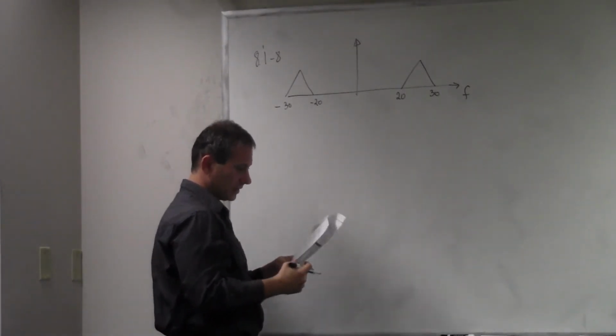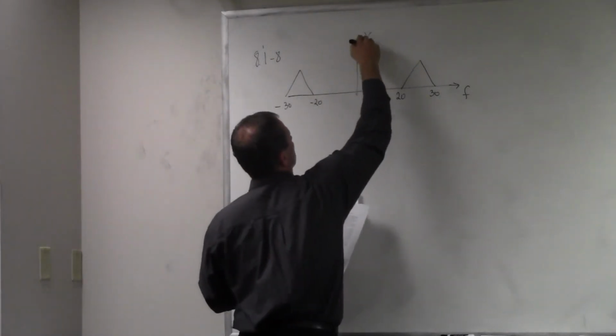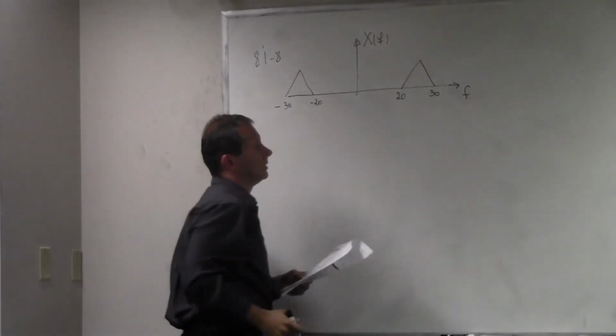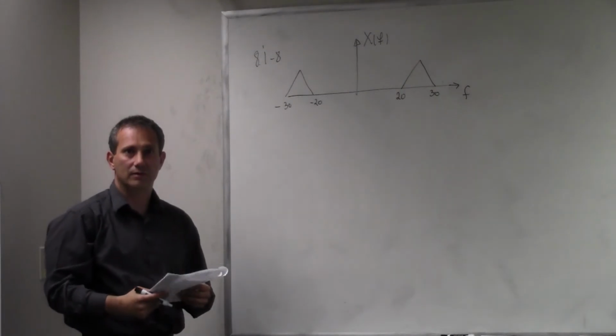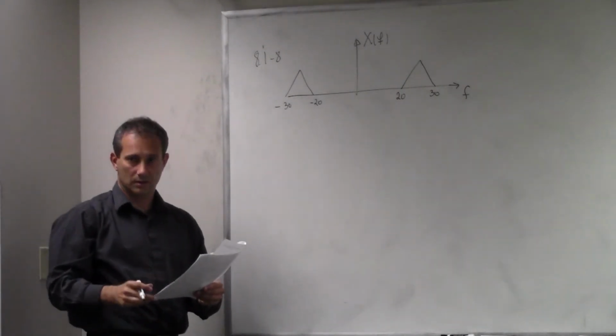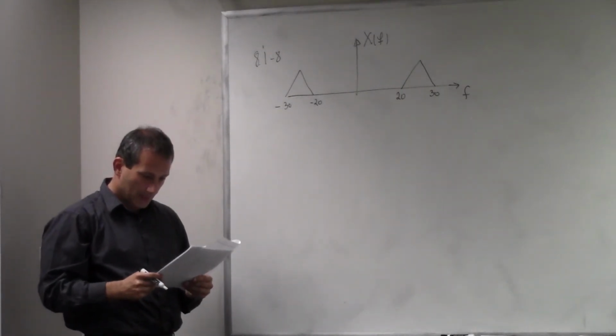And I guess they make a typo here. It should be X of F, right? They put X of omega, but it should be X of F, because on the X-axis is F. You see that in the book they put X of omega. So it's a bandpass signal, it's 30 hertz.